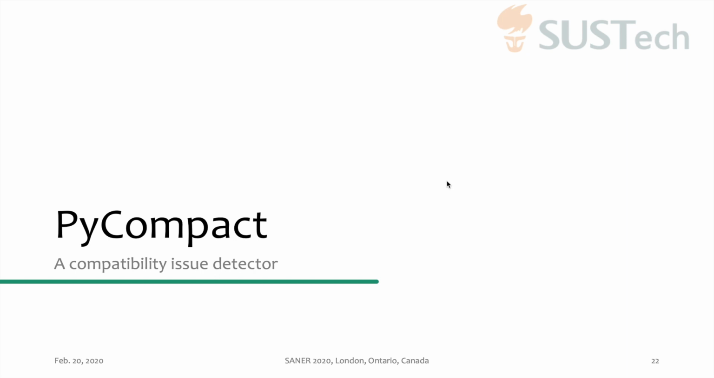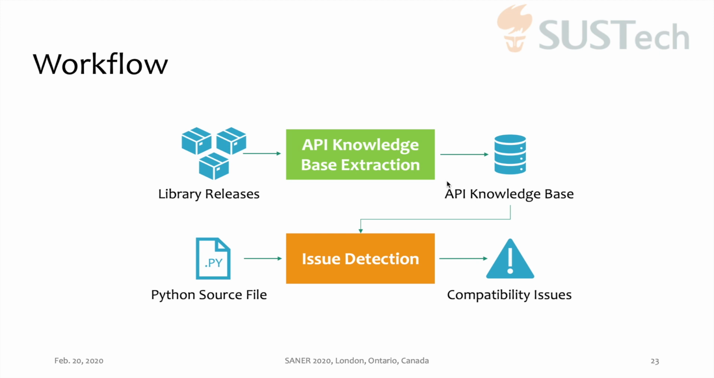In the following, I am going to introduce the compatibility issue detector we designed for our project, PyCompat. PyCompat extracts the API knowledge base from the library releases semi-automatically. The API knowledge base basically encodes the evolution process of an API, and then PyCompat performs the compatibility checking on each Python source code and throws a warning if there is a potential issue.